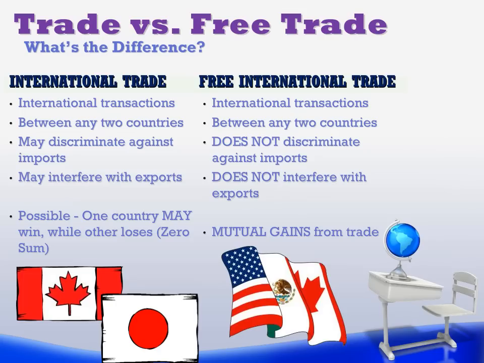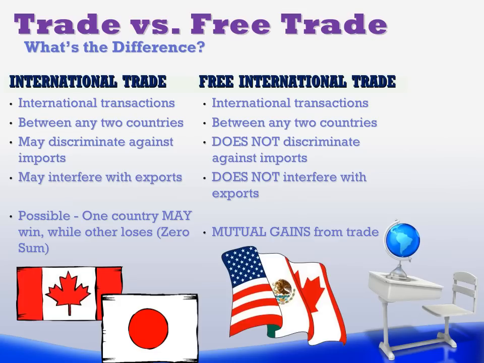We do trade with them, but we don't have a free trade relationship where we both can have mutual gains. There might be some products that we don't necessarily agree with importing from them. We might discriminate against those imports. We might interfere with exports going to their country.